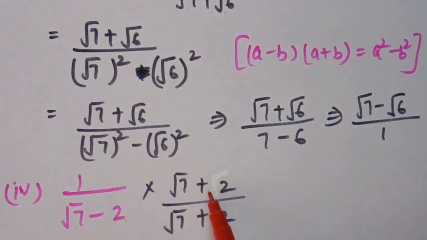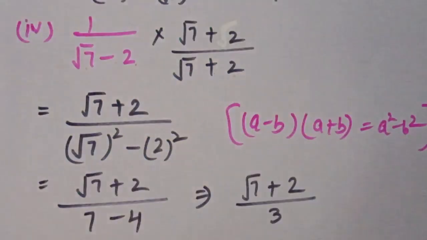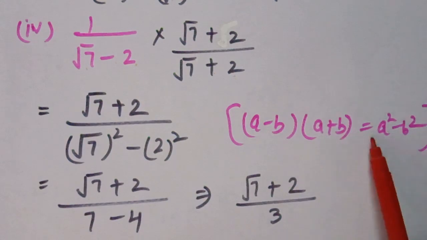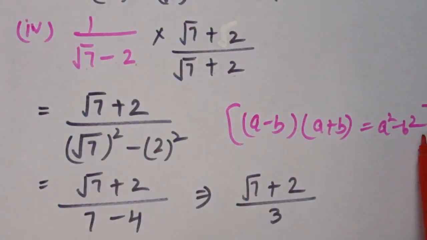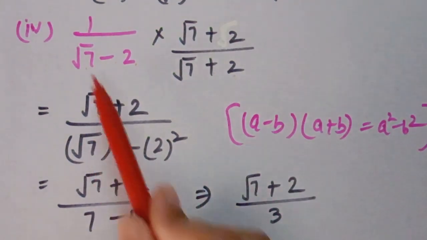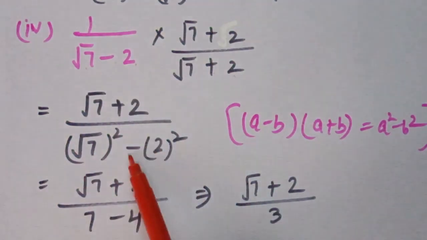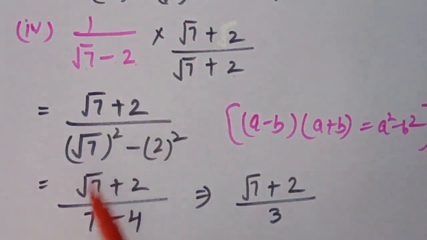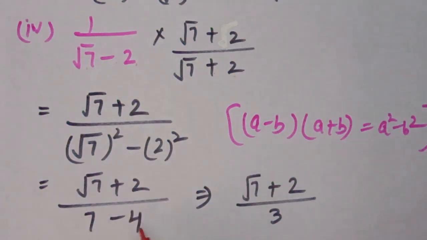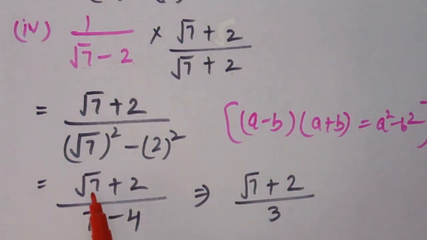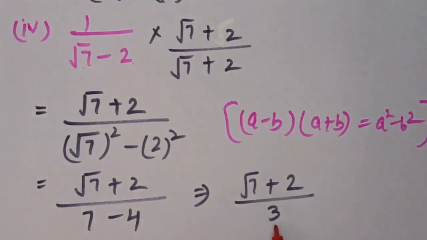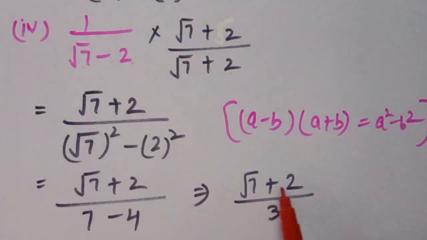The second question is 1 upon root 7 minus 2. So we will multiply and divide with root 7 plus 2. The same identity is applied here also: (a minus b)(a plus b) is equal to a square minus b square. So it becomes root 7 square minus 2 square. Root 7 square is 7 and 2 square is 4. 7 minus 4 is 3. So the answer is root 7 plus 2 upon 3.